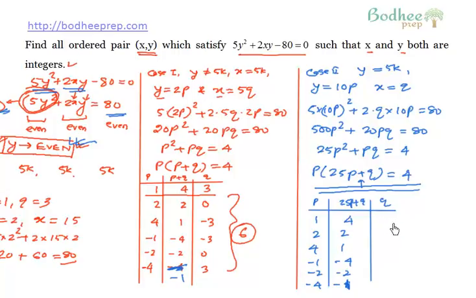So the corresponding values of q would be -21, -48, -99, 21, 48, and 99. So again, you will be getting 6 different pairs of x and y. So the total number of pairs is 6 plus 6, which is 12. So the answer for this question is 12 such pairs.